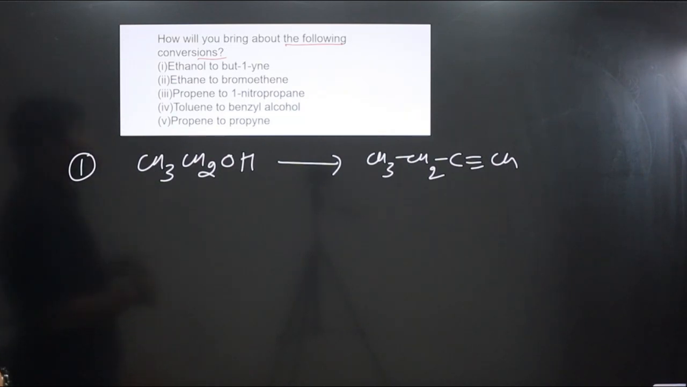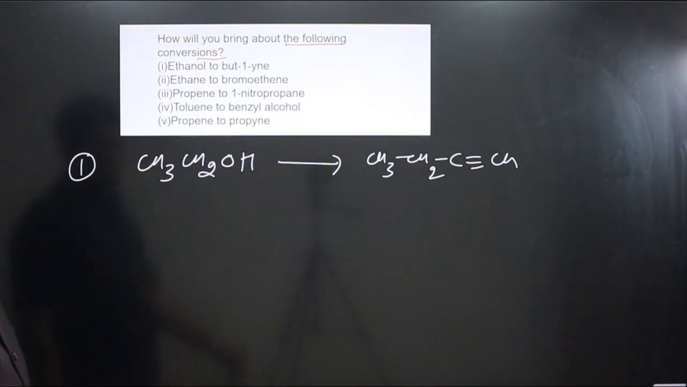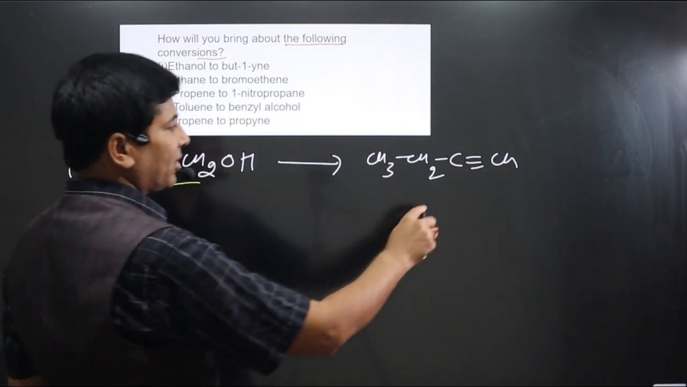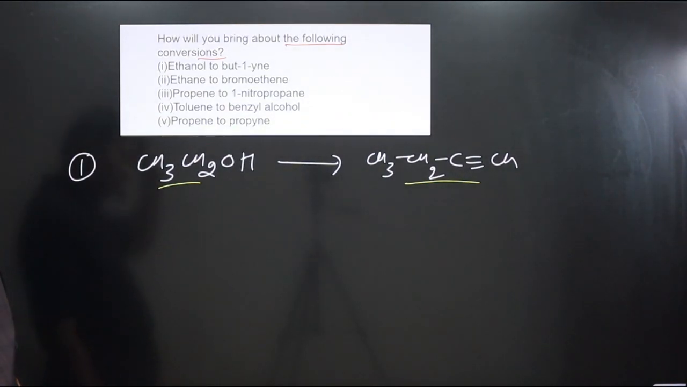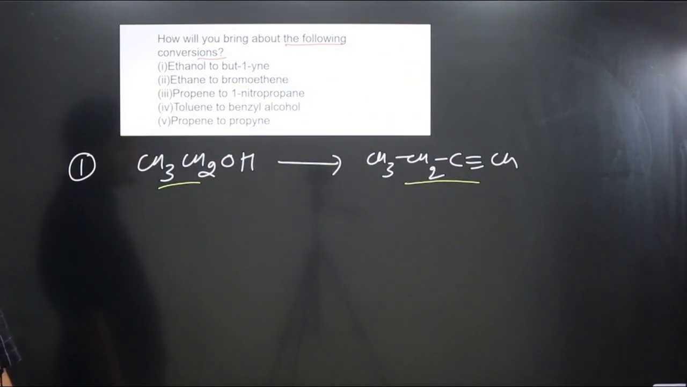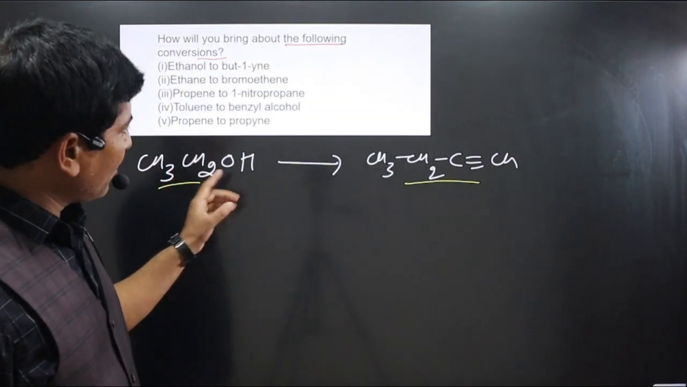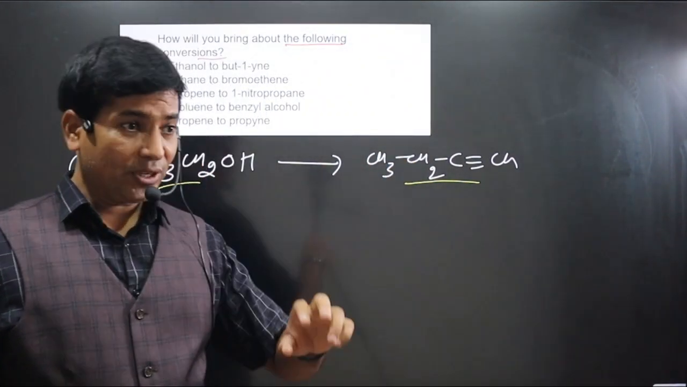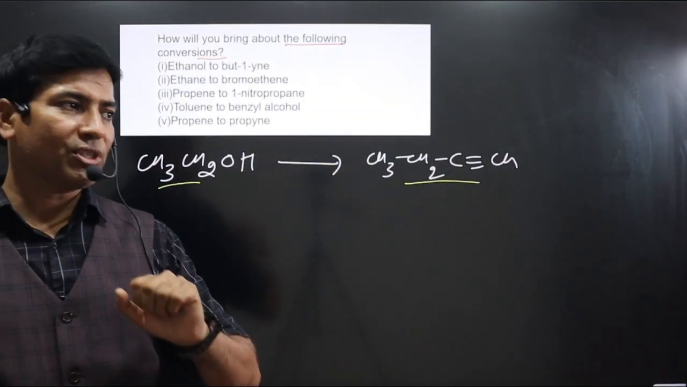And before carrying out the conversion reaction, always check the number of carbons. This side how many carbons? 2 carbons. This side how many carbons? 4 carbons are there. So first of all we need to balance the number of carbons. You can see 2 carbons, this side 4 carbons. So we need twice the carbons, and to double the number of carbons we always follow Wurtz reaction.